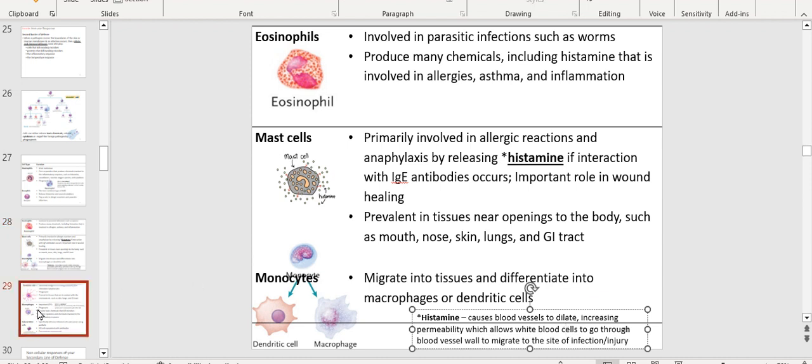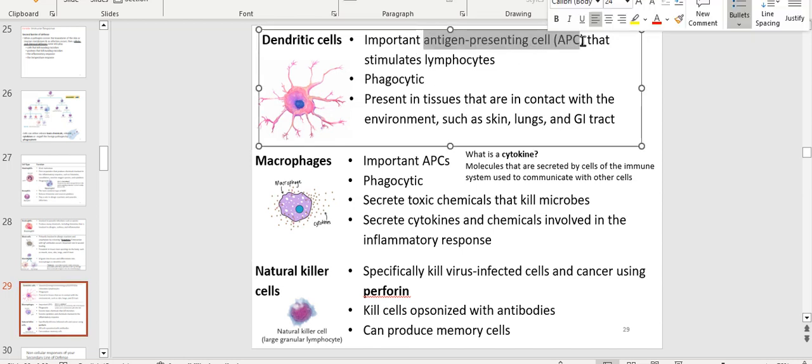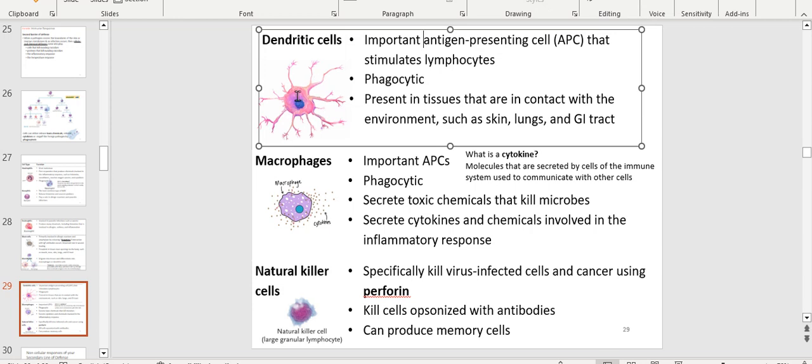Dendritic cells. These are kind of easy to spot. They have these tentacles that reach out. They are located in the skin, lungs, and GI tract. They are an important antigen presenting cell, APC. What it'll do is chomp some cell, digest that cell, and display it on its own cell membrane in order to tell other cells, hey, we've got trouble here. And that's what we call an antigen presenting cell, APC.